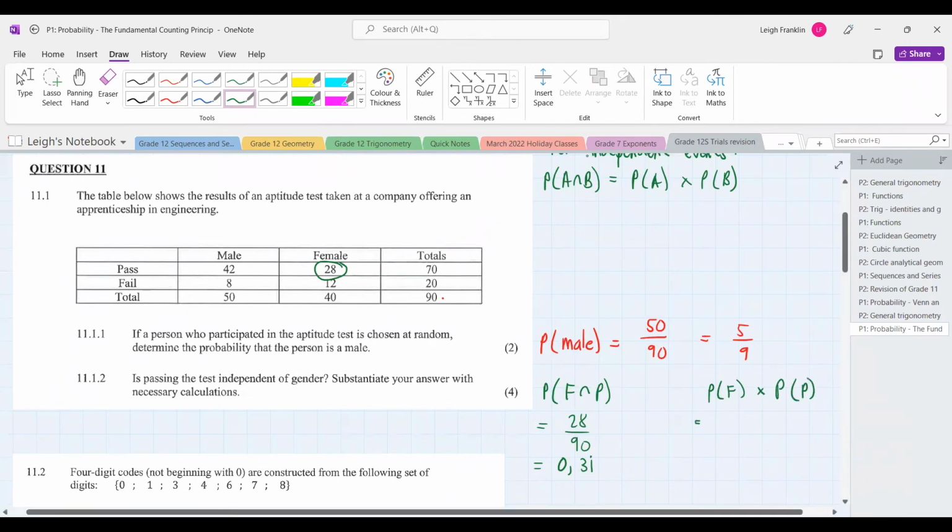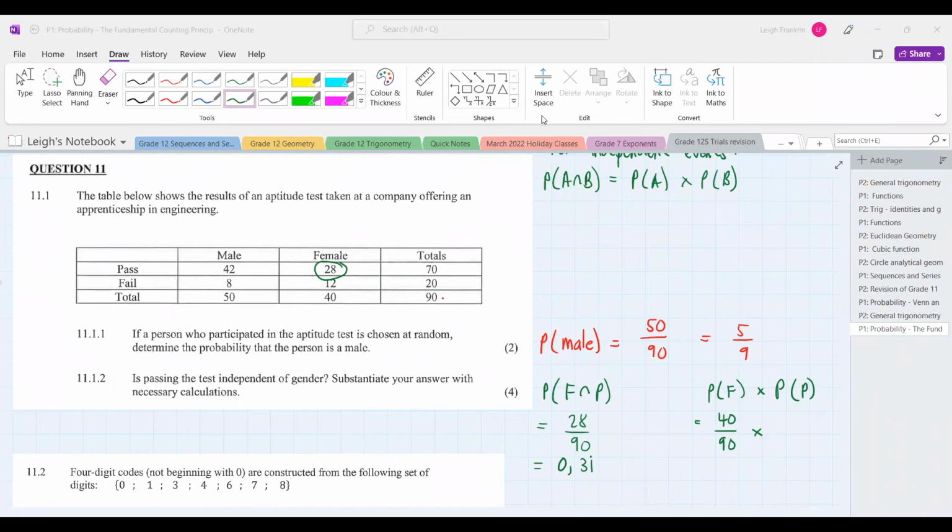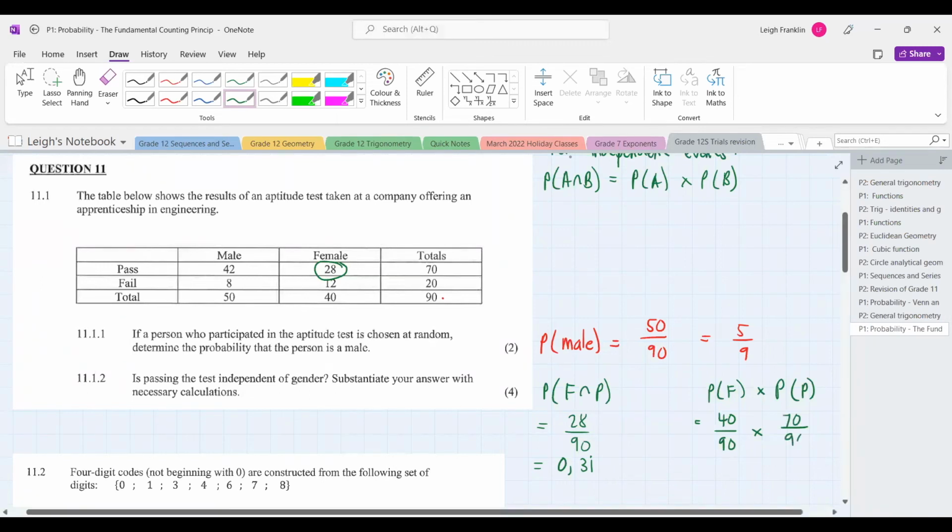So what is the probability of someone being female? Good, Kanisire, coming up strong for the ladies here. Well done, 40 out of 90. And the probability of somebody passing is what, Matrix? What is the probability that someone will pass this test? Good, Kola, well done. It would be 70 out of 90.